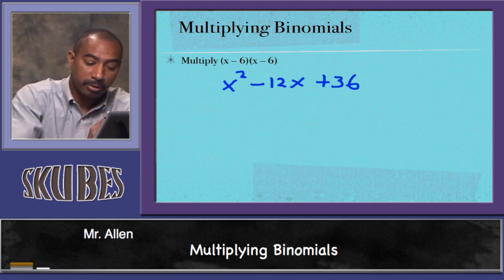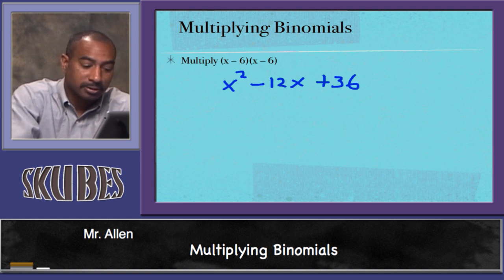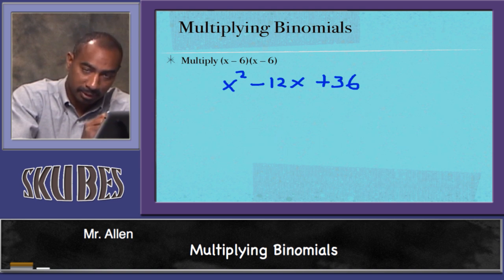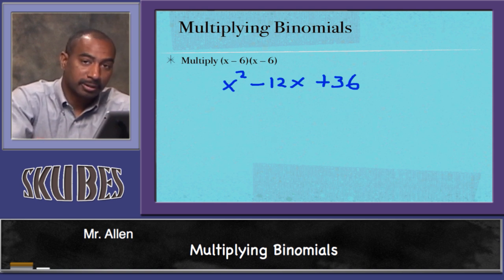This will help you in factoring if you know the pattern. Notice that when you multiply two binomials where the signs are the same, if it's positive, you're going to have a plus plus. If they're both negative, you're going to be minus plus, always. This concludes our lesson for today.